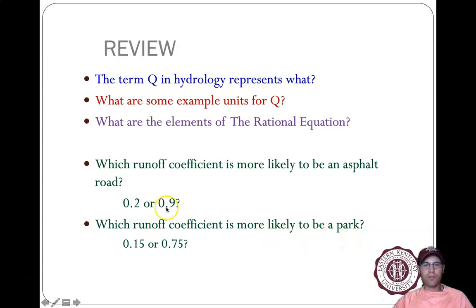So a runoff coefficient, high runoff coefficient, means that most of the water that hits it runs off. So 90% of the water runs off. 20% of the water runs off. So 90% runoff would be your asphalt. And your park, probably something more like 15%, because most of the park, we presume, is green space. So that's all for the actual review questions for this particular one.